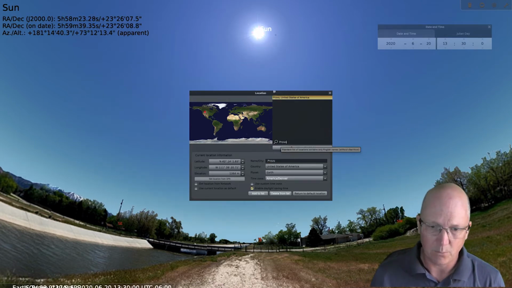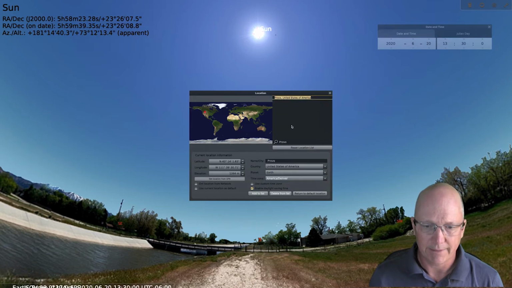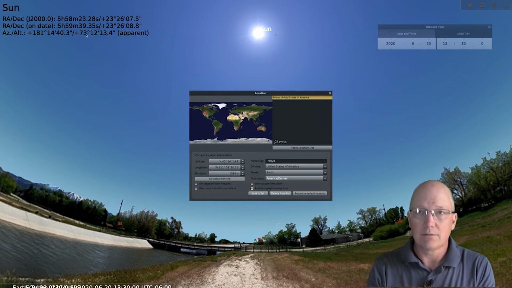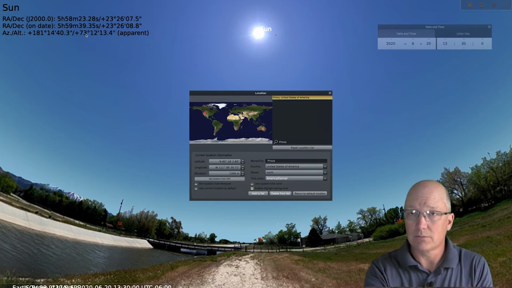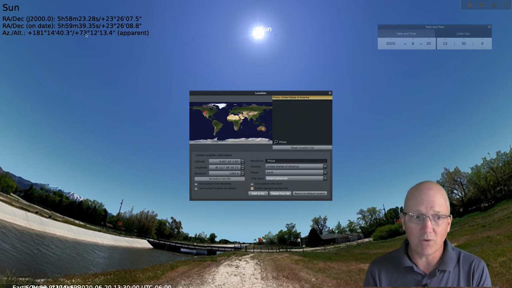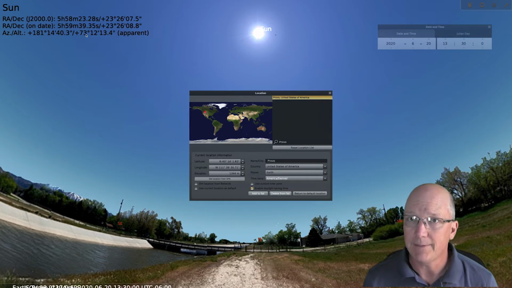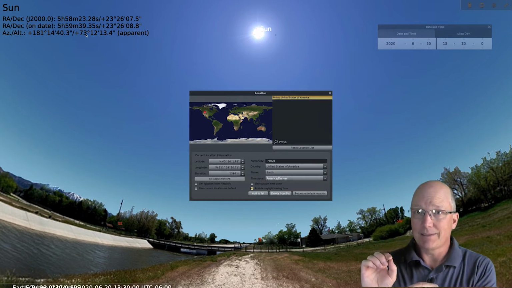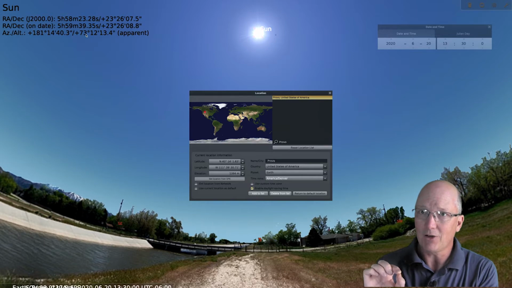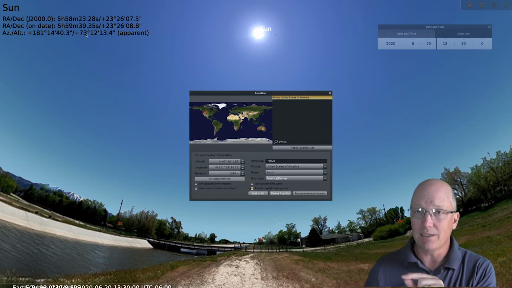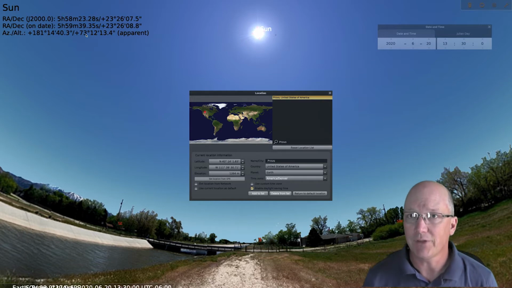So then we can see that the altitude of the sun has changed. It's now a little bit higher than 73 degrees. So we've driven south by the distance between Ogden and Provo, and that's made the sun rise in the sky by about 1 degree. What that means is that the distance that we've traveled along the Earth is about 1/360th of the entire circumference of the Earth.